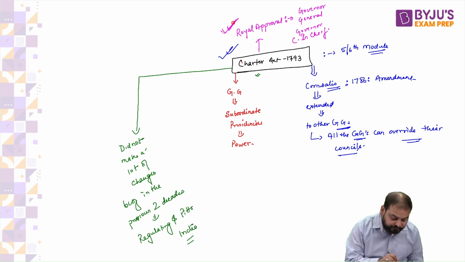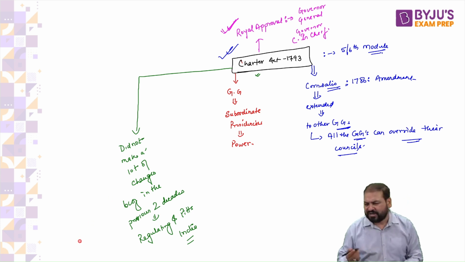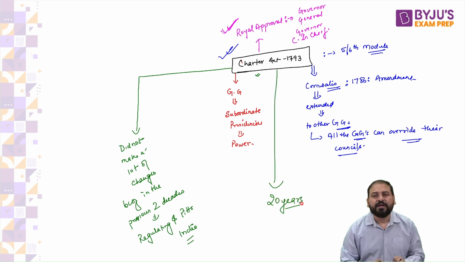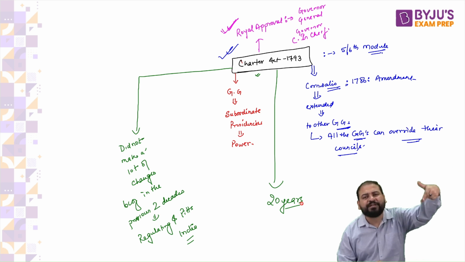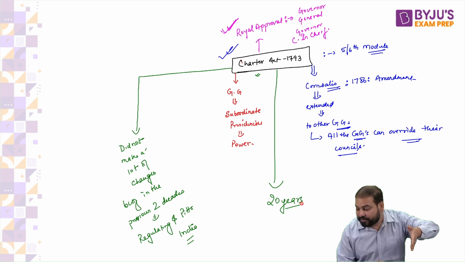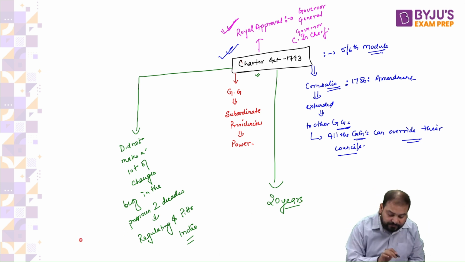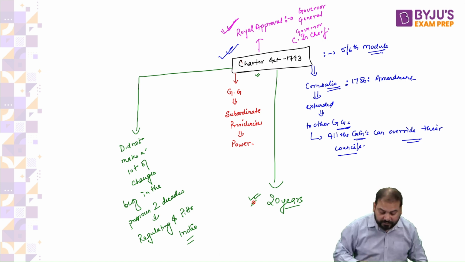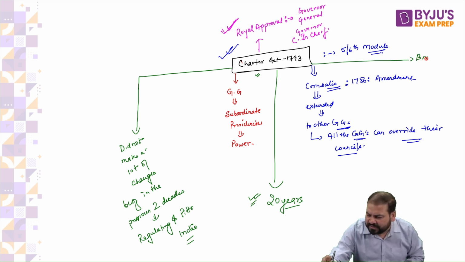The other points we have studied, I'm not repeating. All the Charter Acts were for 20 years. Only the last Charter Act was for an indefinite period. Otherwise, all of them are for 20 years. Any doubt in this? Whoever is asking, Tulsi, I think you are asking, the British Parliament would pass all these Charter Acts.